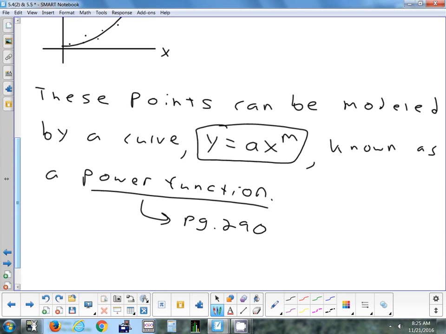Okay, so the goal when you have a power function is you need to calculate A and M. Those are the two things that you need to find. So when you're done, your answer might look something like y equals 1/2 x cubed. You're going to leave the y and the x, but you have to solve for the A and the M. And they'll give you a set of data to do that.